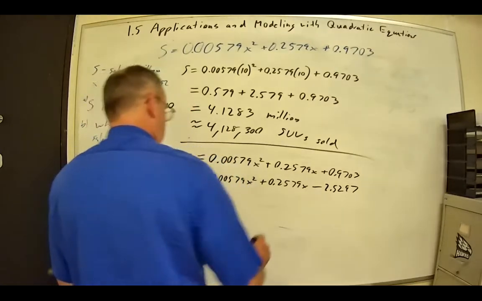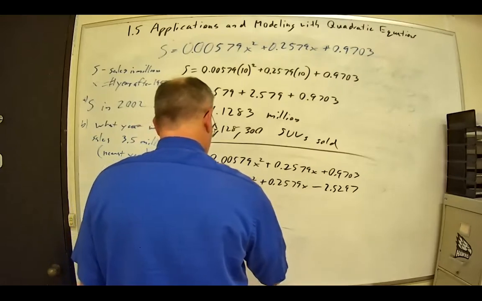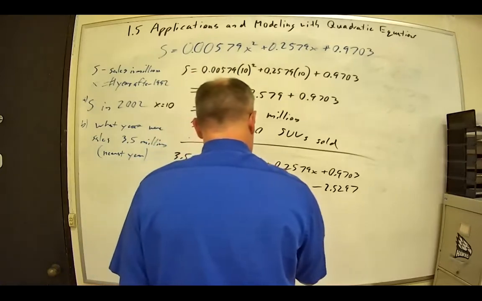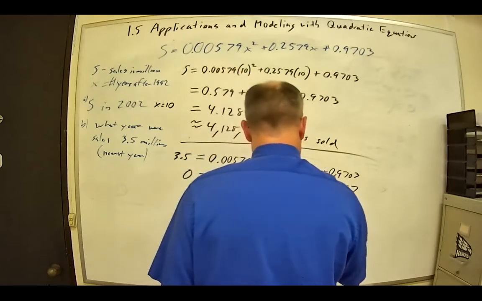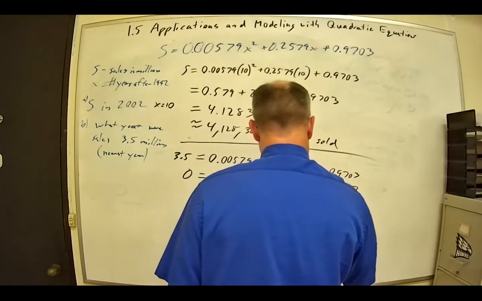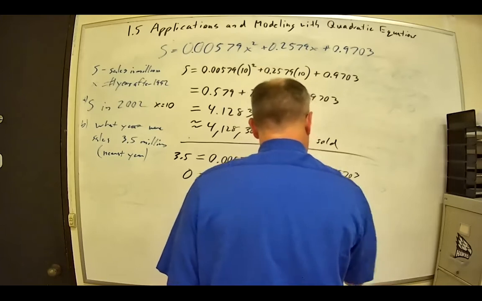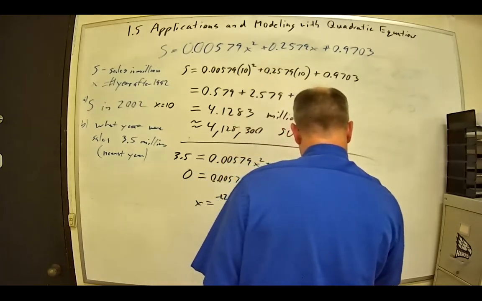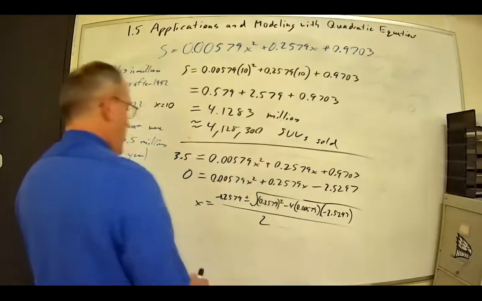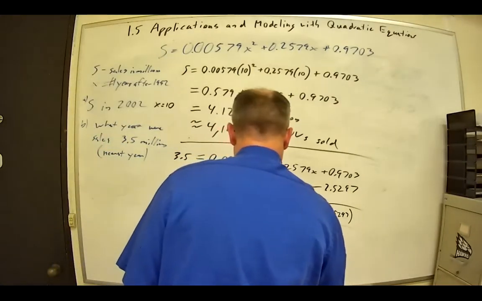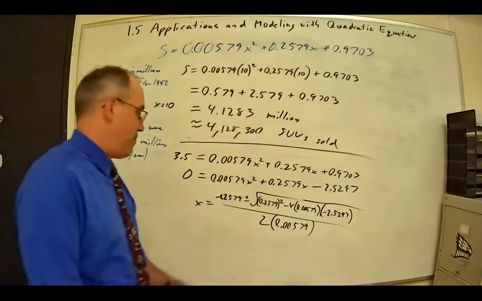And now we're going to go through the quadratic formula. So x is equal to negative 0.2579 plus or minus the square root of 0.2579 squared minus 4 times 0.00579 times, oops, got squiggly instead of a parenthesis, times negative 2.5297, over 2 times 0.00579. Never said it was going to be a lot of fun plugging these numbers in.